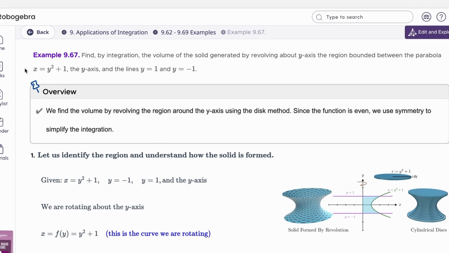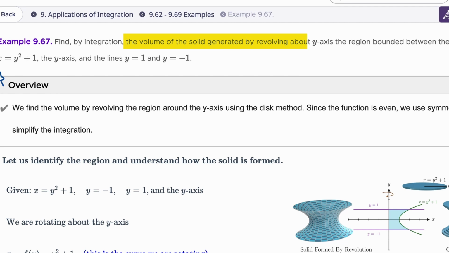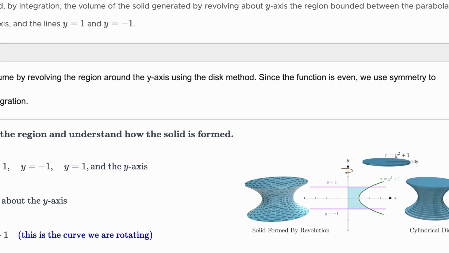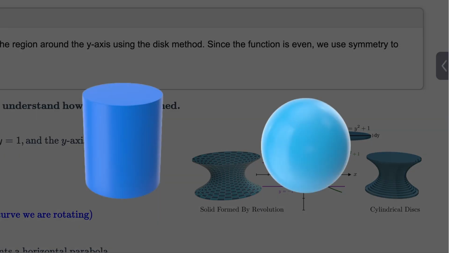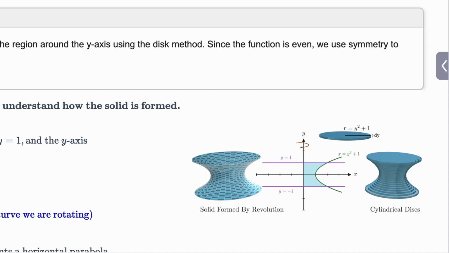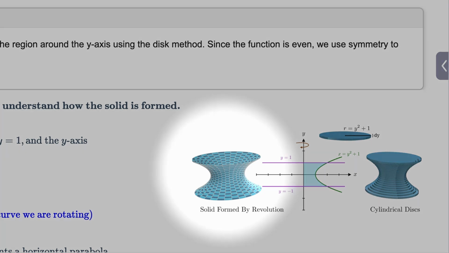The question will usually ask us to find the volume of this solid. If the solid was a simple shape, like a cylinder or a sphere, we could directly use the formula we already know. But most of the time, the solid we get will not be a simple shape. It will be an irregular one. So we can't use any standard formula.